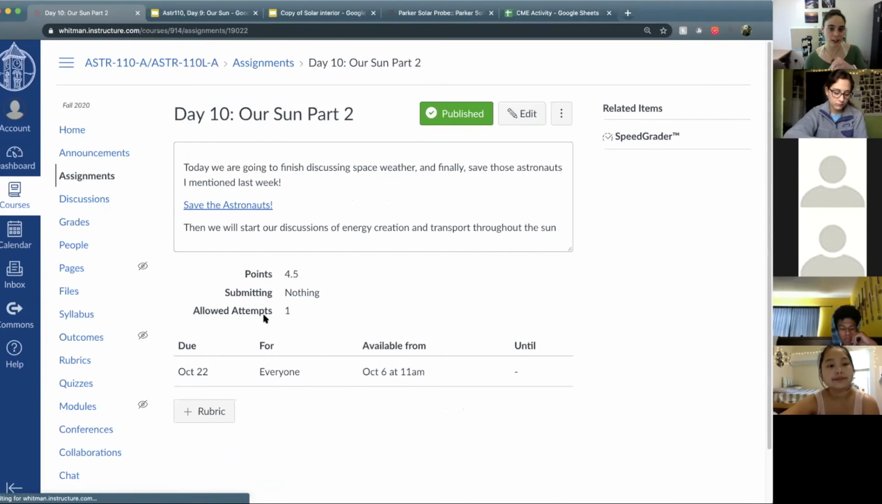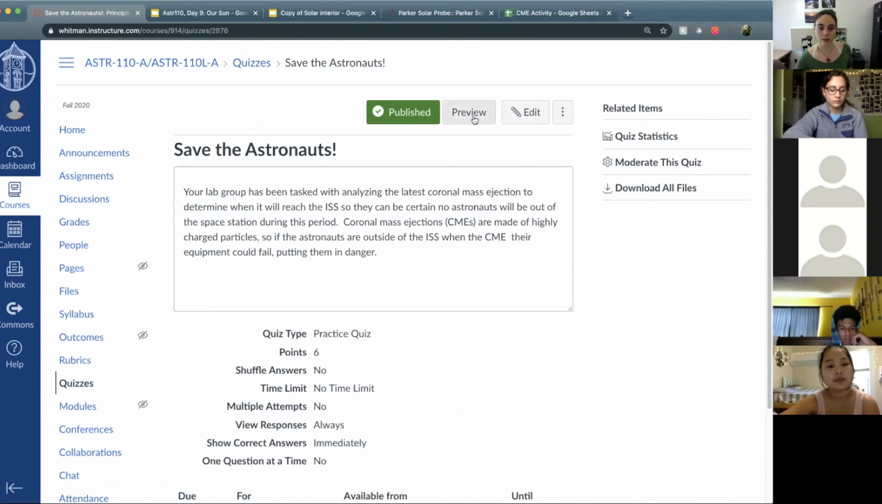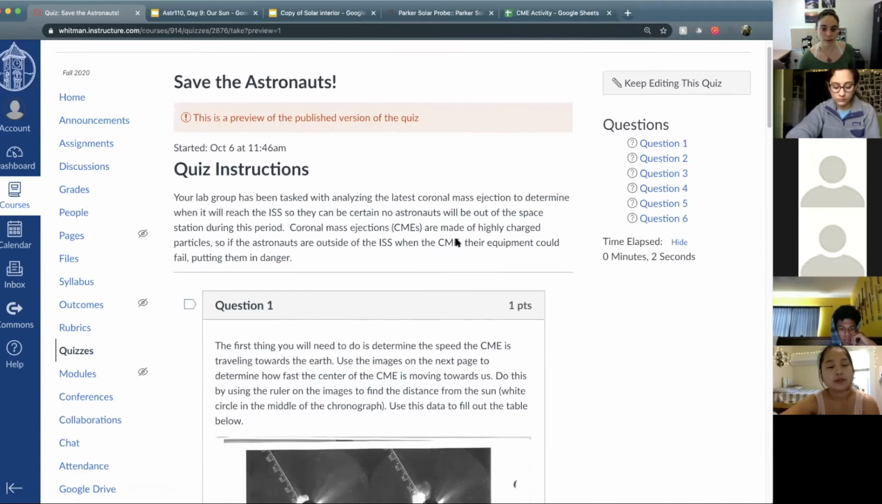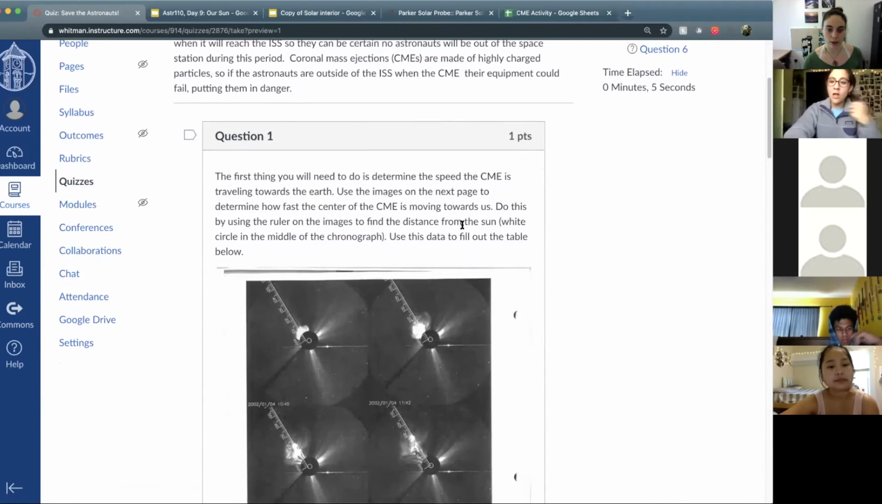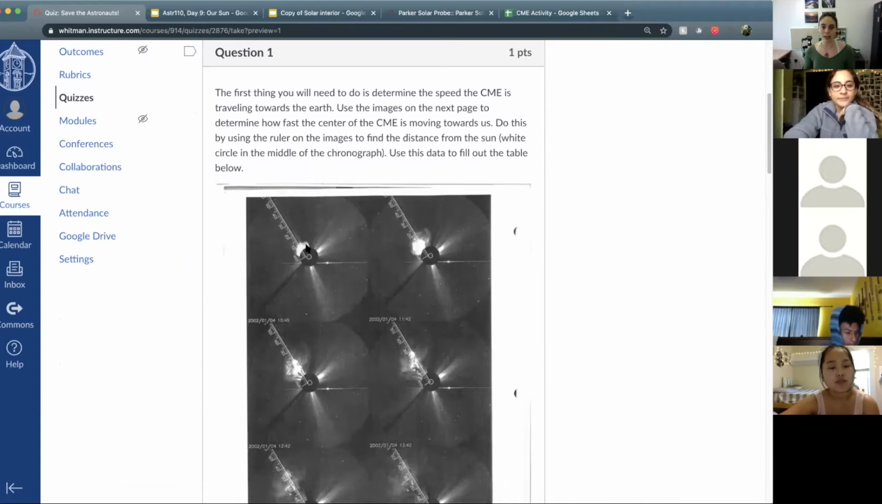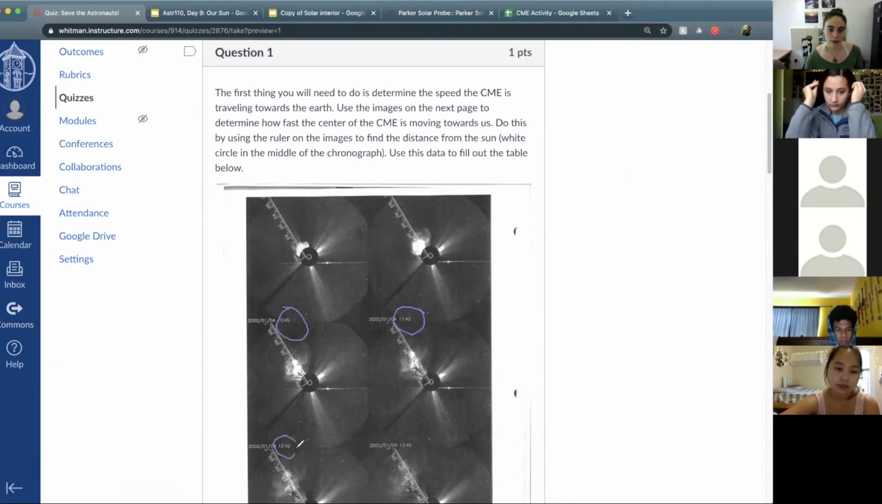If you click on that, there's a link to a quiz called Save the Astronauts, where your goal is going to be to figure out when a coronal mass ejection reaches Earth. I've given you some images of a coronal mass ejection coming out of the sun with a scale, as well as these times for each of these images. So we're going to find how far the coronal mass ejection has traveled as a function of time. That's our kind of goal.